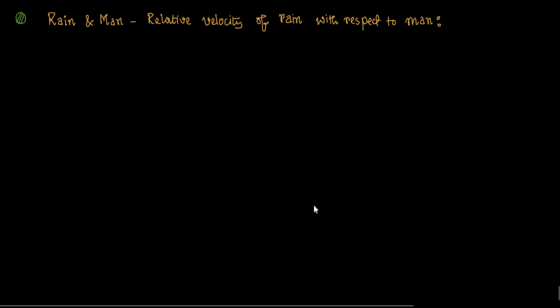Rain and man. We have to find the relative velocity of rain with respect to the man. Rain and man, relative velocity of the rain with respect to the man.